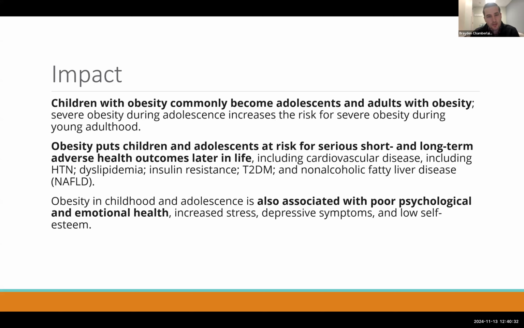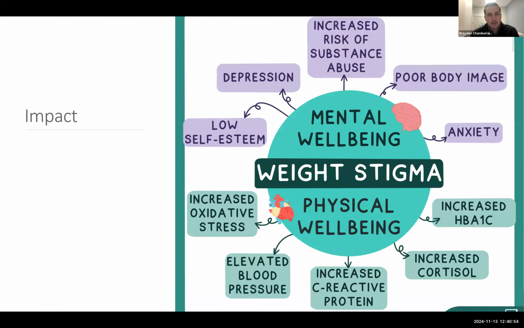And on top of all those physical maladies, obesity in adolescence in particular, and even into adulthood, is associated with poor psychological and emotional health. So you increase stress, you increase depressive symptoms, and you lower self-esteem. All of those have a substantial impact on the individual, and they in turn can worsen the obesity. It ends up becoming a very vicious cycle that is overall detrimental to the person's health. And all of this can start in childhood.